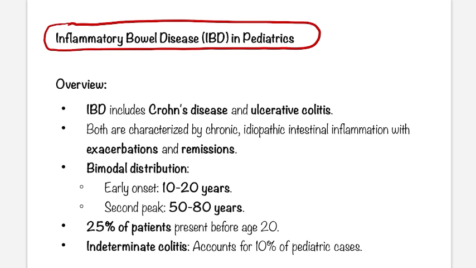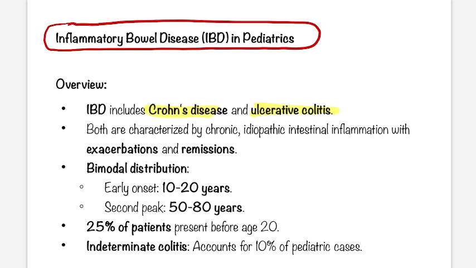So IBD includes Crohn's disease and ulcerative colitis, as we all know. Both are characterized by chronic idiopathic intestinal inflammation with exacerbations and remissions. Basically, it is intestinal inflammation. Crohn's disease and ulcerative colitis are two spectrums of this disease.